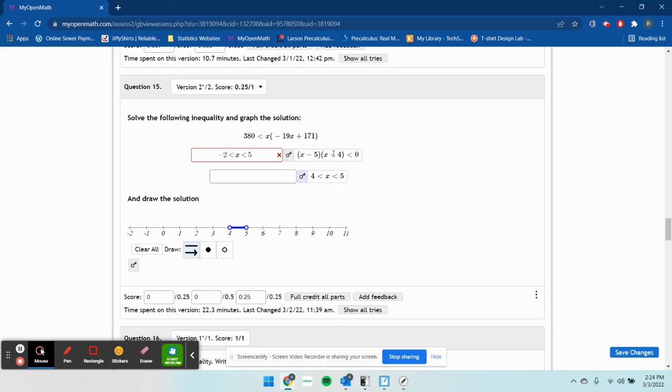So they didn't ask you to factor it, but I guess that's what they wanted in the first box, the factored version. And then we get x is between 4 and 5.